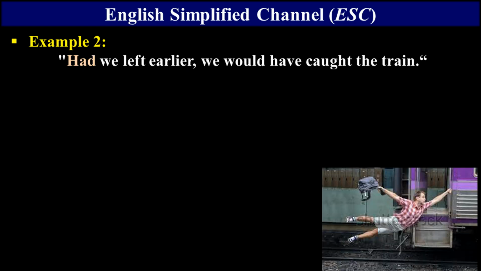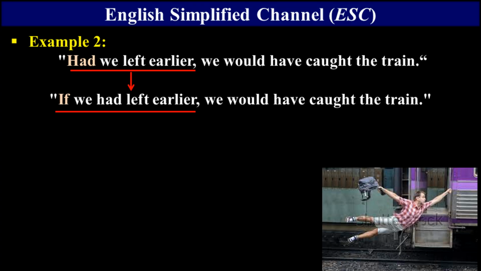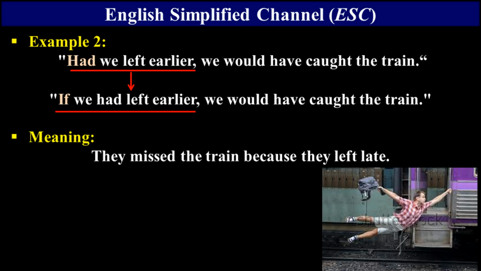Example 2. "Had we left earlier, we would have caught the train." This sentence can be rewritten by using "if," and it's just similar to: "If we had left earlier, we would have caught the train." Here, the speakers are expressing regret. They missed the train because they left late. This sentence shows a hypothetical scenario where leaving earlier would have led to catching the train.